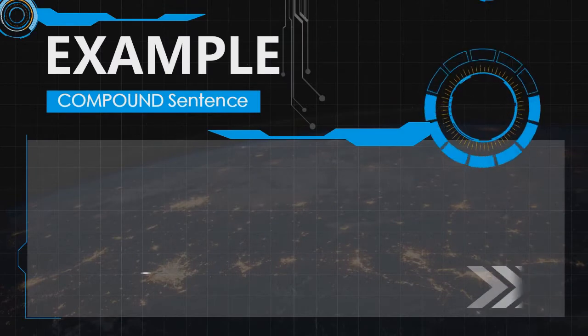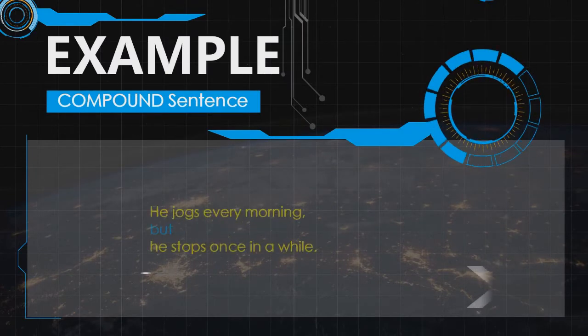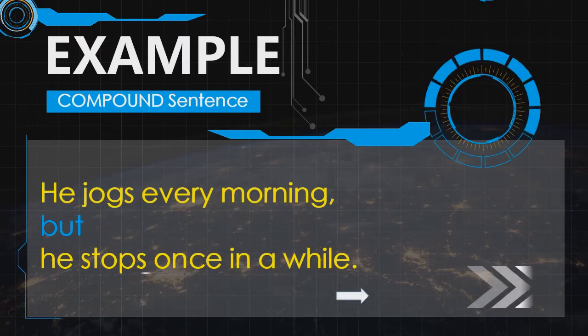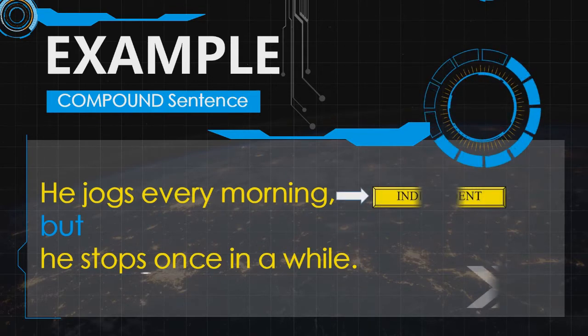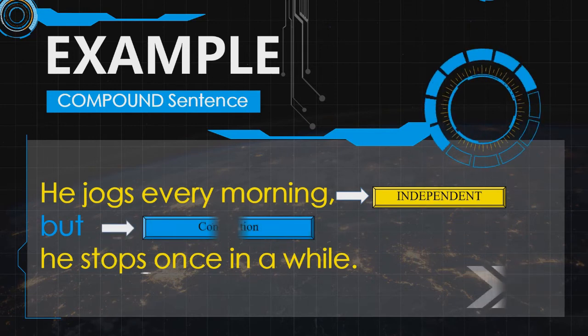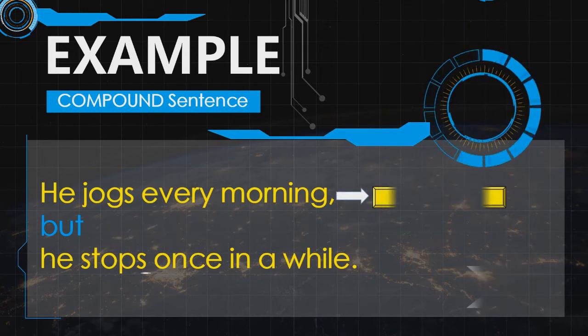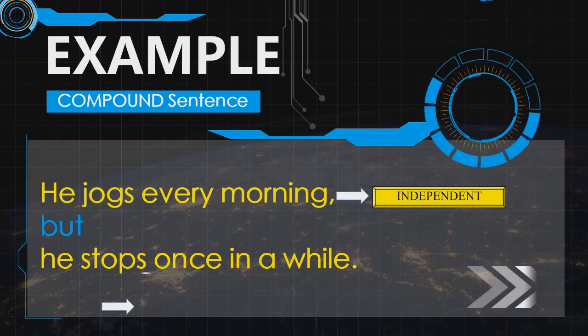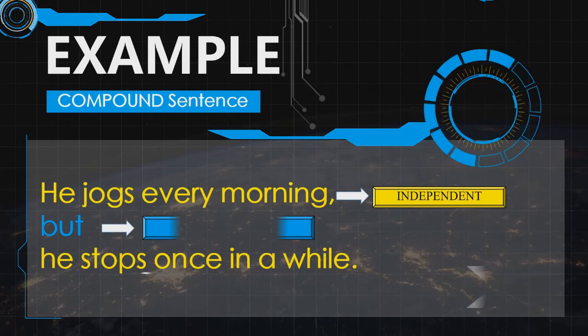Second example is he jogs every morning but he stops once in a while. The first independent clause here is he jogs every morning. The second independent clause is he stops once in a while. And the coordinating conjunction, which is part of the FANBOYS conjunctions, is the word but.